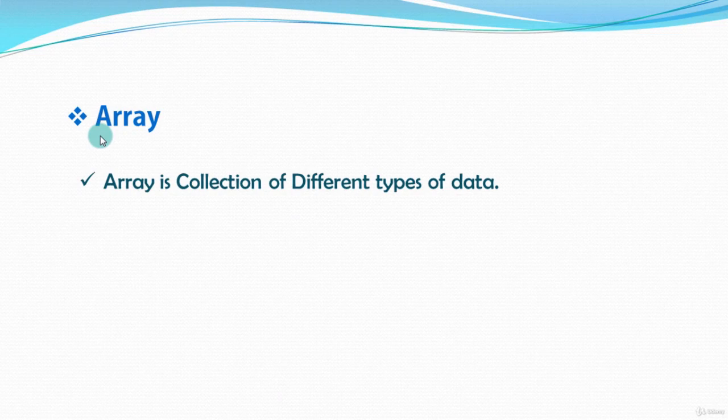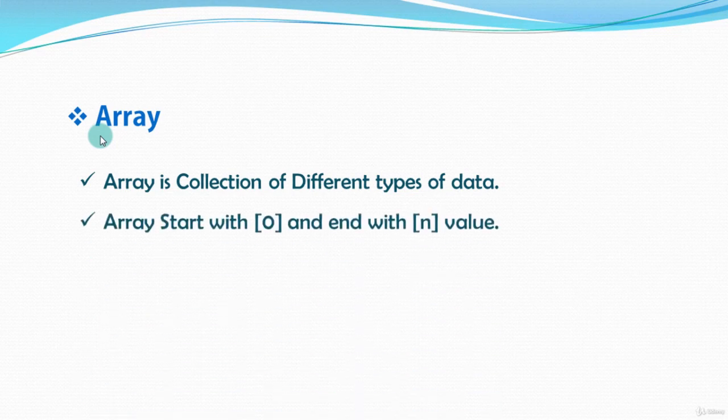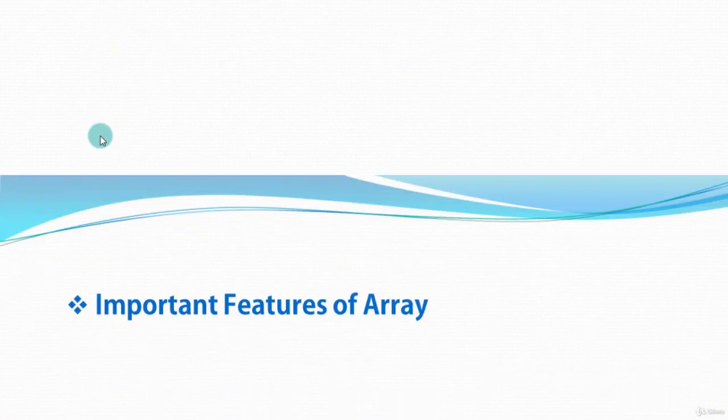Now let's move to the next topic, array. Array is just a collection of data. The data here means a collection of different types. It may be primitive or object type. Array is sequential data that starts with 0 and ends with n. So the n refers to an endless value.